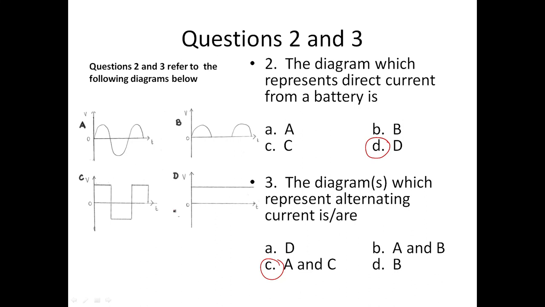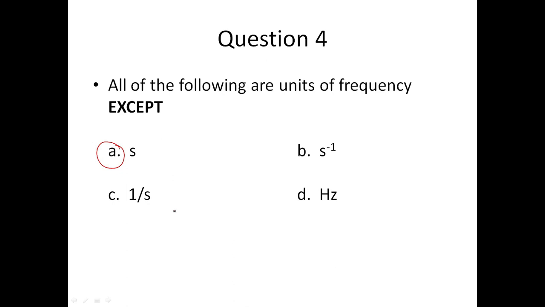Questions 2 and 3. The diagram which represents direct current from a battery is D, and the diagrams which represent alternating current are A and C. All of the following are units of frequency except seconds. B and C are the same thing. D is equivalent to B and C.